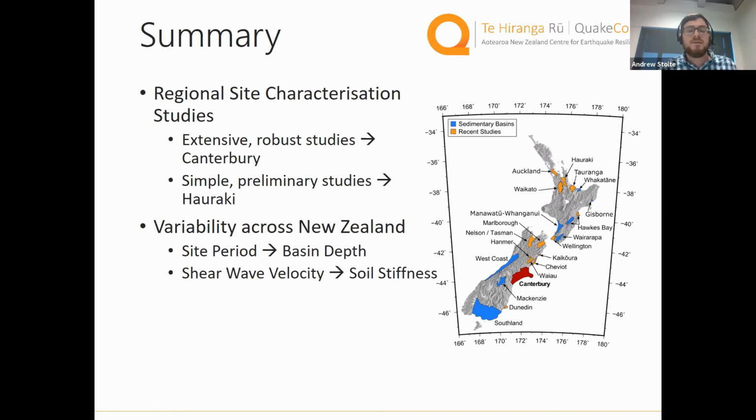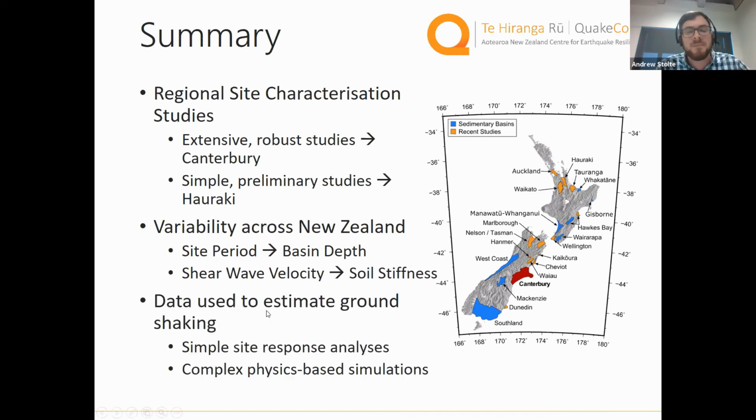And the other thing that we need to characterize these basins is shear wave velocity, that proxy for soil stiffness. And I think with the Nelson Tasman data, I wanted to underscore that there's differences in soils. The gravels that we saw in the Canterbury Basin were different from the gravels we saw in the Nelson Basin. And it's important to try to characterize the stiffness across the country. Each basin is actually different.